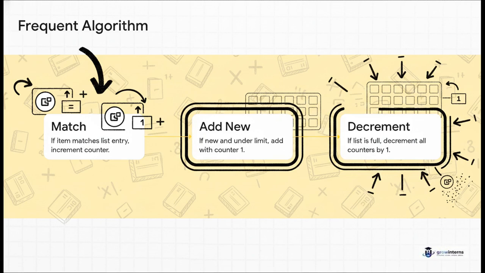If your list is full and a totally new item arrives, you just subtract 1 from every single counter on the list. If a counter hits 0, you drop that item entirely. I know, it sounds totally crazy, but this constant, simultaneous decrementing perfectly filters out the low-frequency noise, while ensuring the truly frequent items survive the gauntlet.